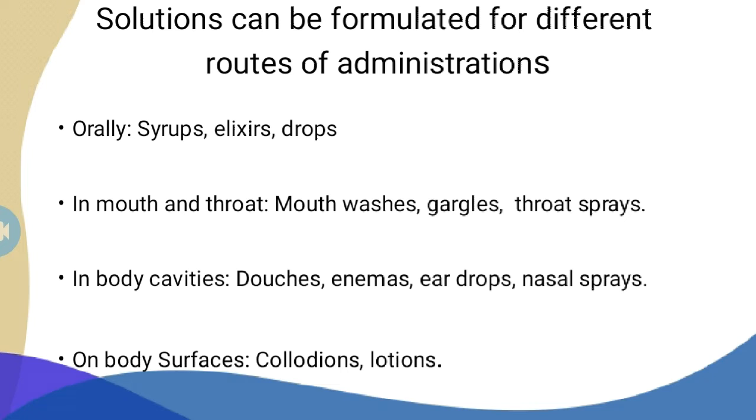And in body cavities, like douches, enemas, eardrops, and nasal sprays. Douches are a method or device used to cleanse a private part of the body like the vagina. And enemas are a type of injected fluid for the lower bowel by way of the rectum. Eardrops are a type of otic solution for ear infections, and nasal spray is for the nose. And on body surfaces, like collodions and lotions: collodions are for covering or coating wounds, and lotion is for the skin's hydration.